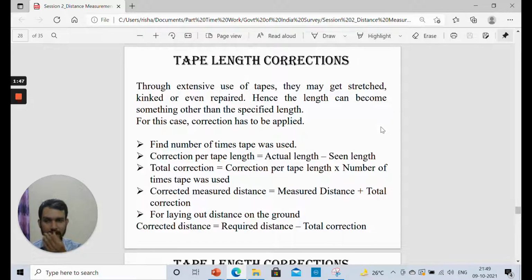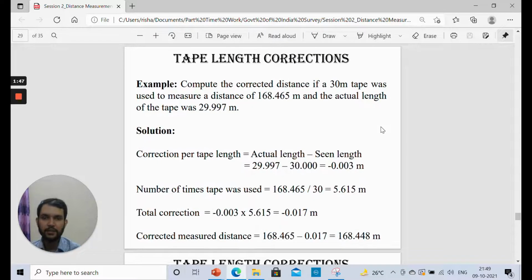This we will understand with the help of an example, and then you will develop a better understanding of it. See, for tape length correction, it is given that a 30 meter tape was used to measure a distance of 168.465 meter. So the distance which we were trying to measure was 168.465 meter.